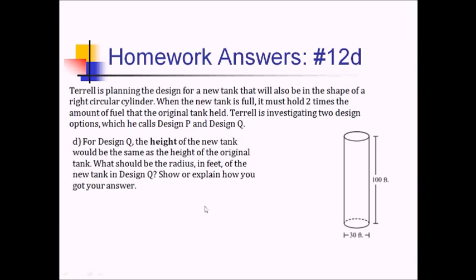For part D, for design Q, the height of the new tank would be the same as the height of the original. We want to know the radius of the new tank in design Q. So again, we'll set up our volume equals pi r squared times h sort of setup here. And let's see. We'll again use 2 times pi times 15 squared times 100 for the new volume that we're trying to target over here. Over on this side, we don't know r this time, but we know h is 100. So now we're going to try to solve for r.